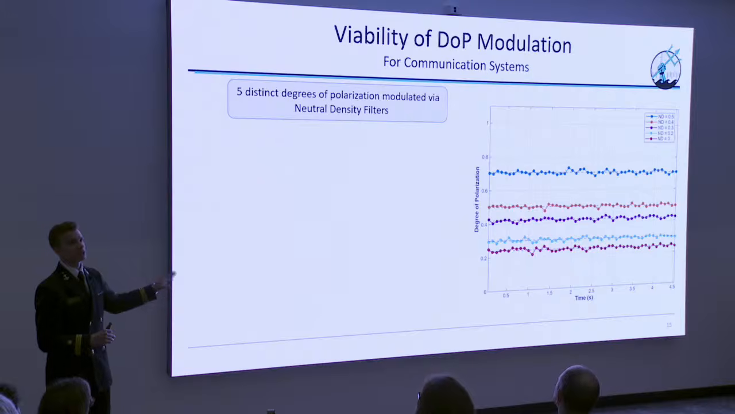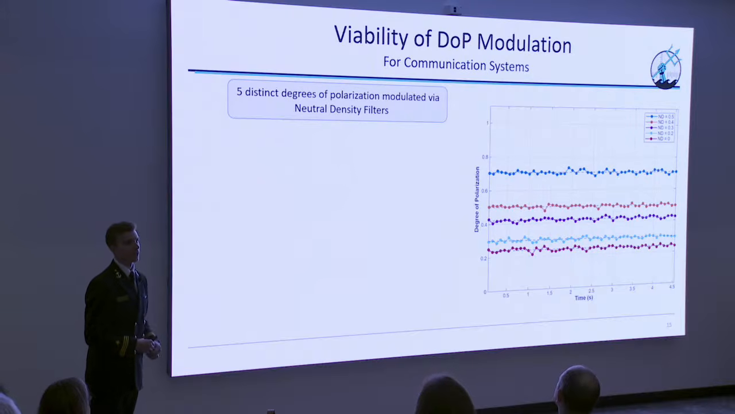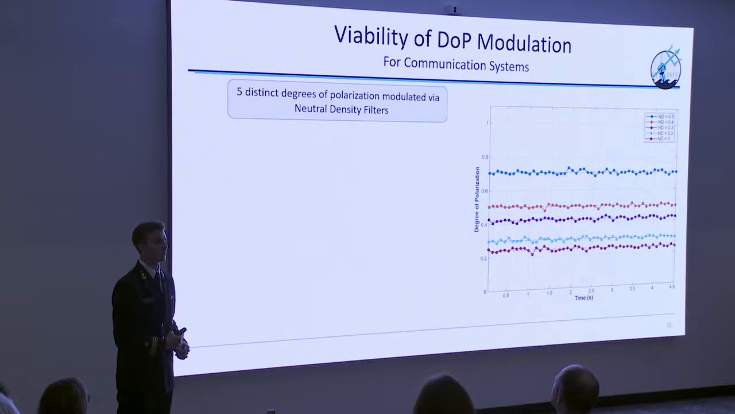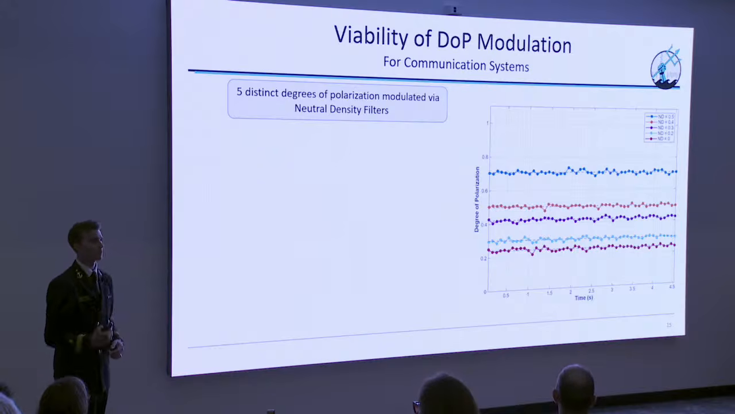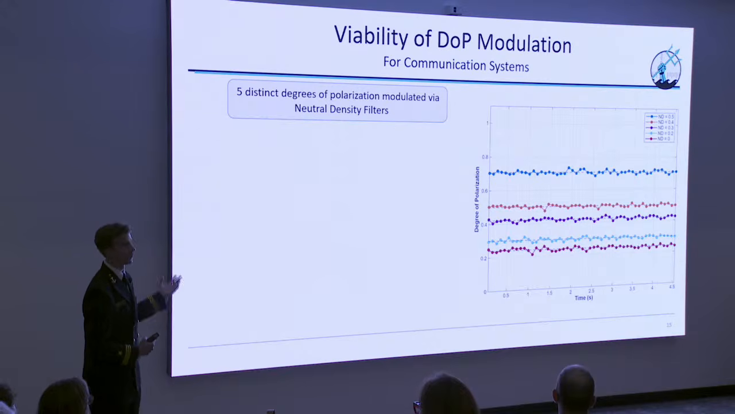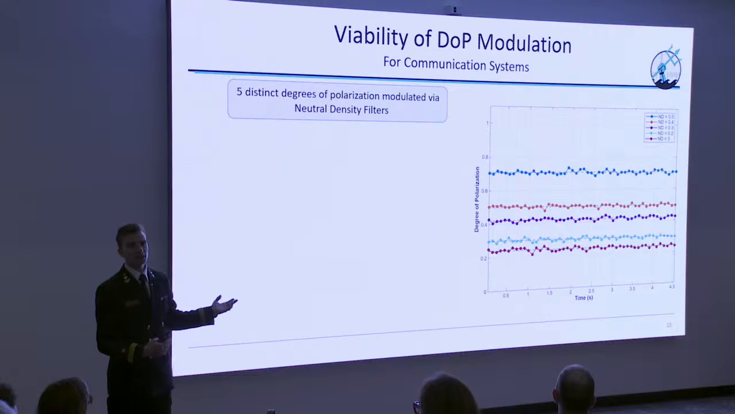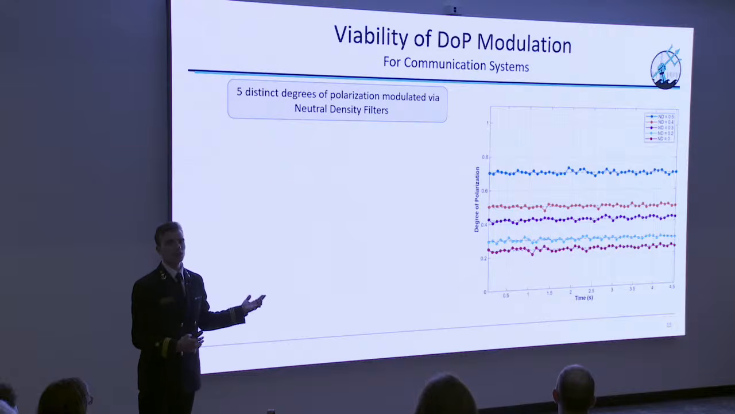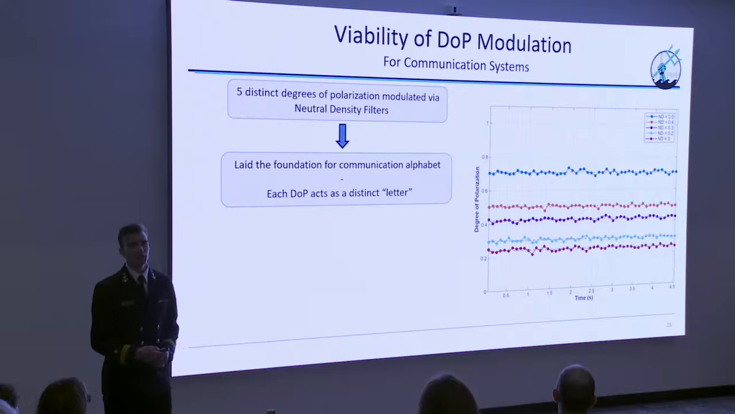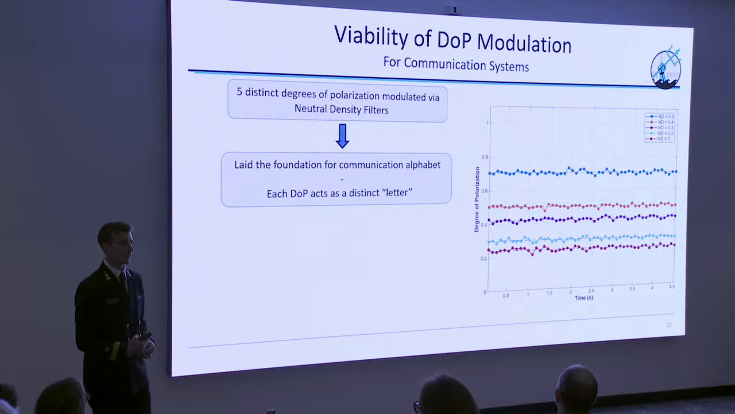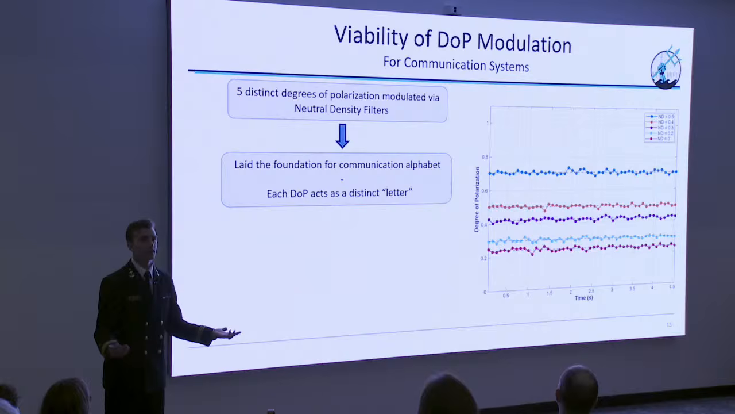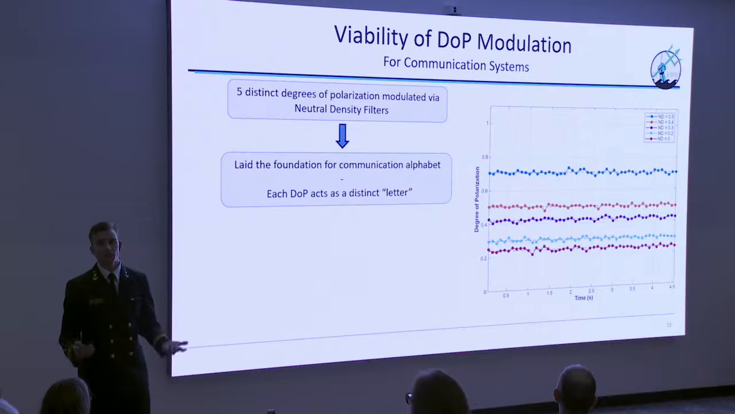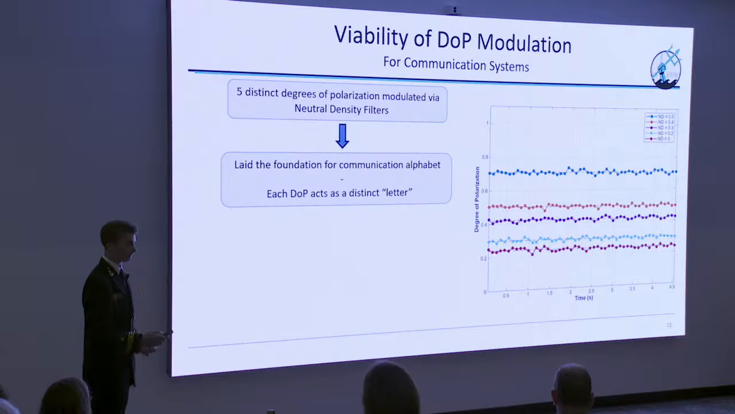So the next step was to see, could we actually modulate our degree of polarization and make a viable communication alphabet? So we used a thing called a neutral density filter, which adjusts the intensity of the light. And through adjusting the intensity of the vertical polarization state, this allows us to modulate our degree of polarization. And seen here on the right side of the screen, we have 5 different levels of degrees of polarization, and each degree of polarization can be thought of as a unique letter in our communication alphabet. So it's validated that yes, we can make a communication alphabet because we inherently have unique DOP states, so we have unique letters to be able to communicate and transmit data.